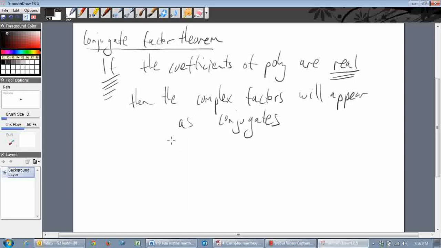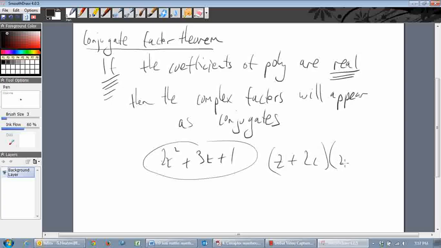Okay, so let's go through that again. If you're looking at some polynomial, something plus 3z plus 1, it's got real coefficients, the numbers in front of the z's are real, then what you'll find is that it will come out as, whatever, what's the conjugate of z plus 2i? It will be z minus 2i. They'll come out as pairs, and that'll always happen. So anything that's complex will come out as a pair.